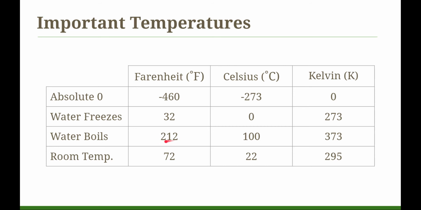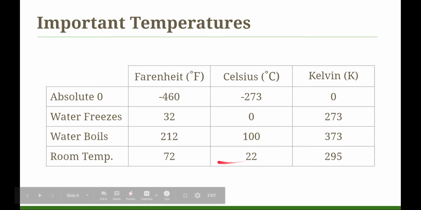Water boils at 212 degrees Fahrenheit, 100 degrees Celsius. So notice Celsius was designed around water. Freezing point is zero, boiling point is 100. And then in Kelvin, that's 373. And then normal room temperature would be 72 degrees Fahrenheit, 22 degrees Celsius, or 295 Kelvin.